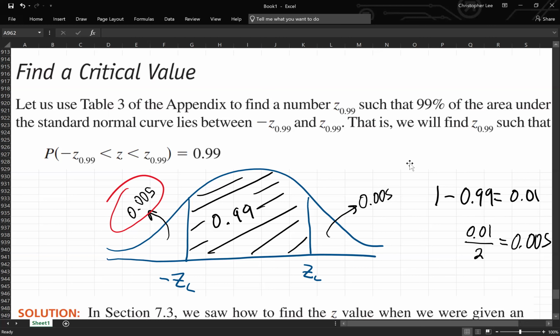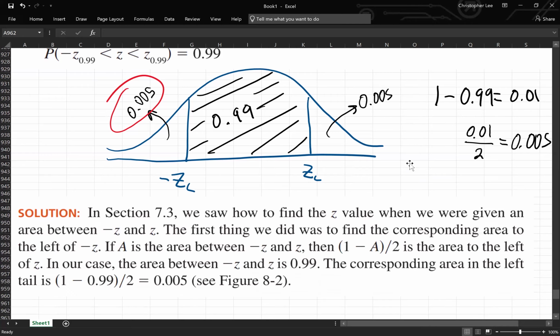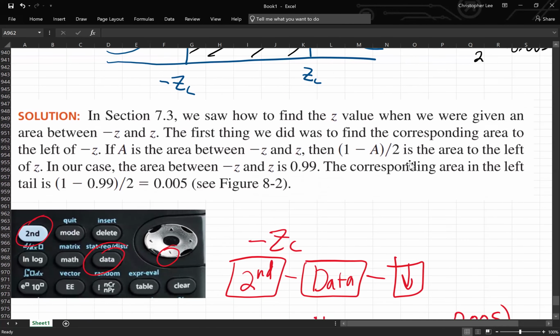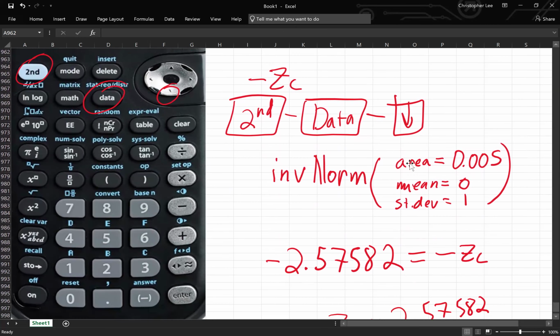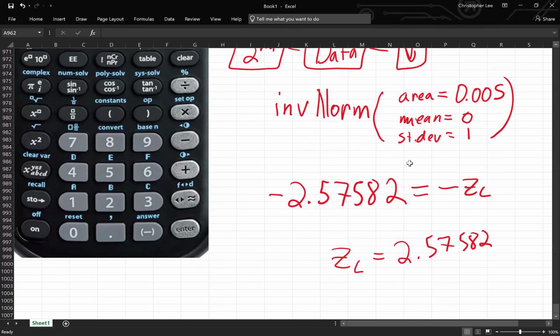So the mean is always going to be 0? Yes, for a normal distribution with Z. The X distribution is not so, but for a normal distribution, the mean is always 0 and the standard deviation is 1.